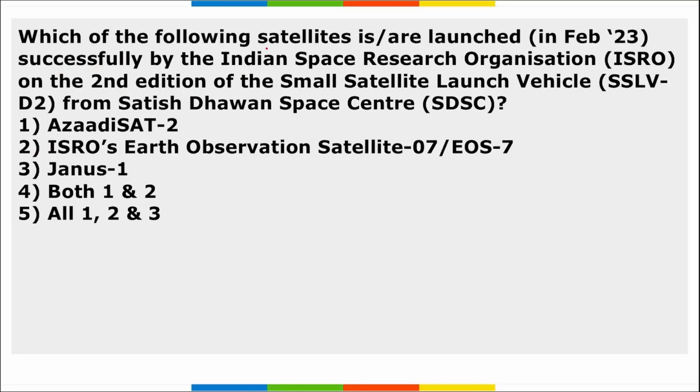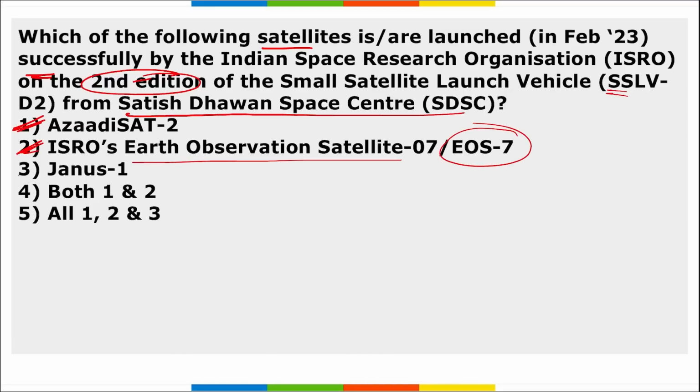Next, which of the following satellites were launched successfully by ISRO on the second edition of the Small Satellite Launch Vehicle from Satish Dhawan Space Center? So three satellites were launched recently. It is Azadisat, ISRO's Earth Observation Satellite, that is EOS-7, and Janus. All these three satellites were launched from Satish Dhawan Space Center by ISRO.